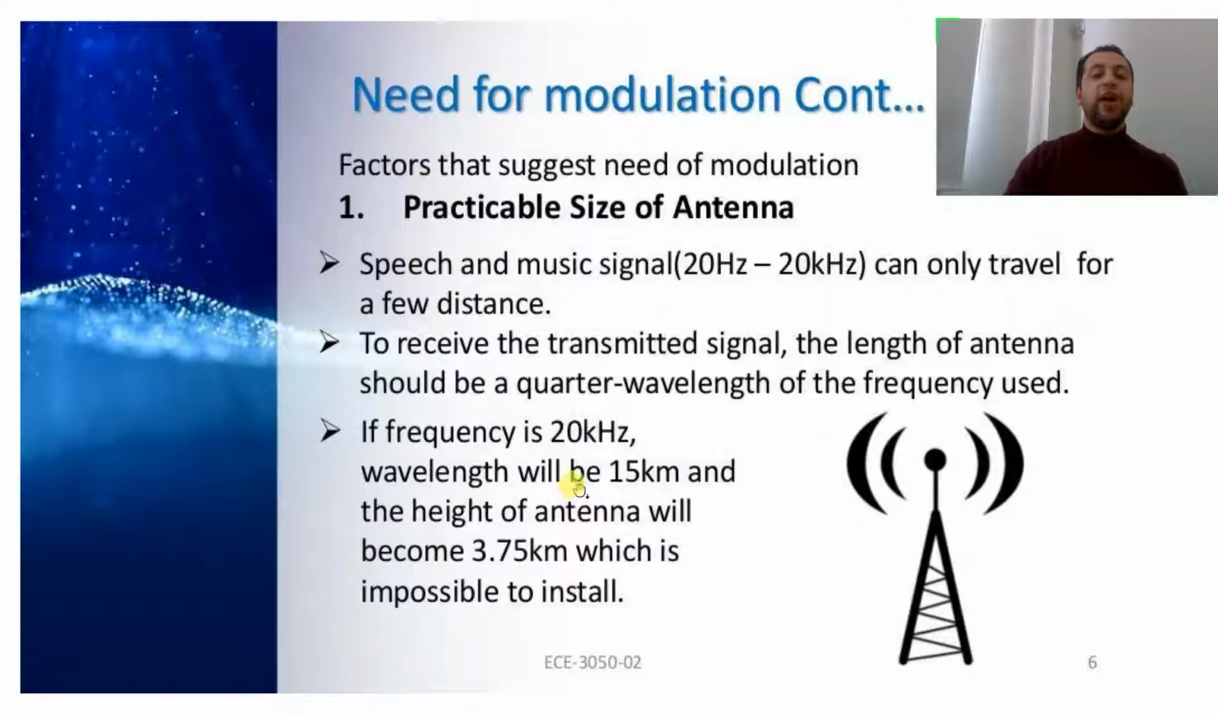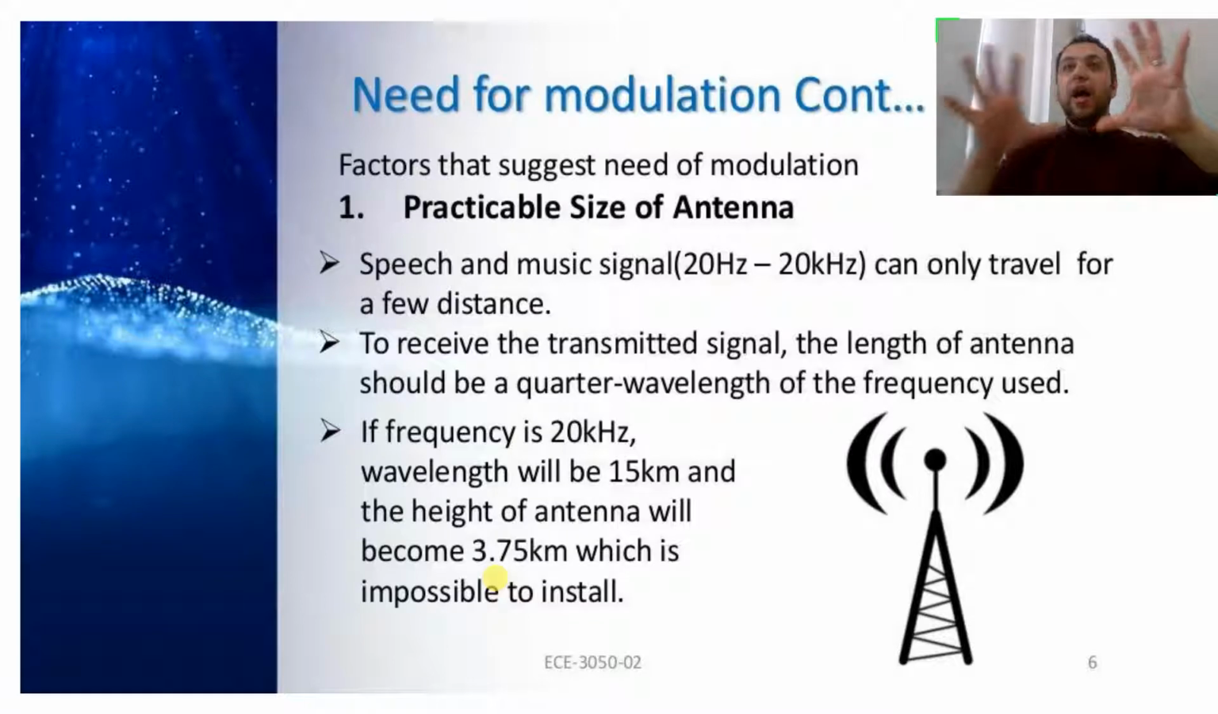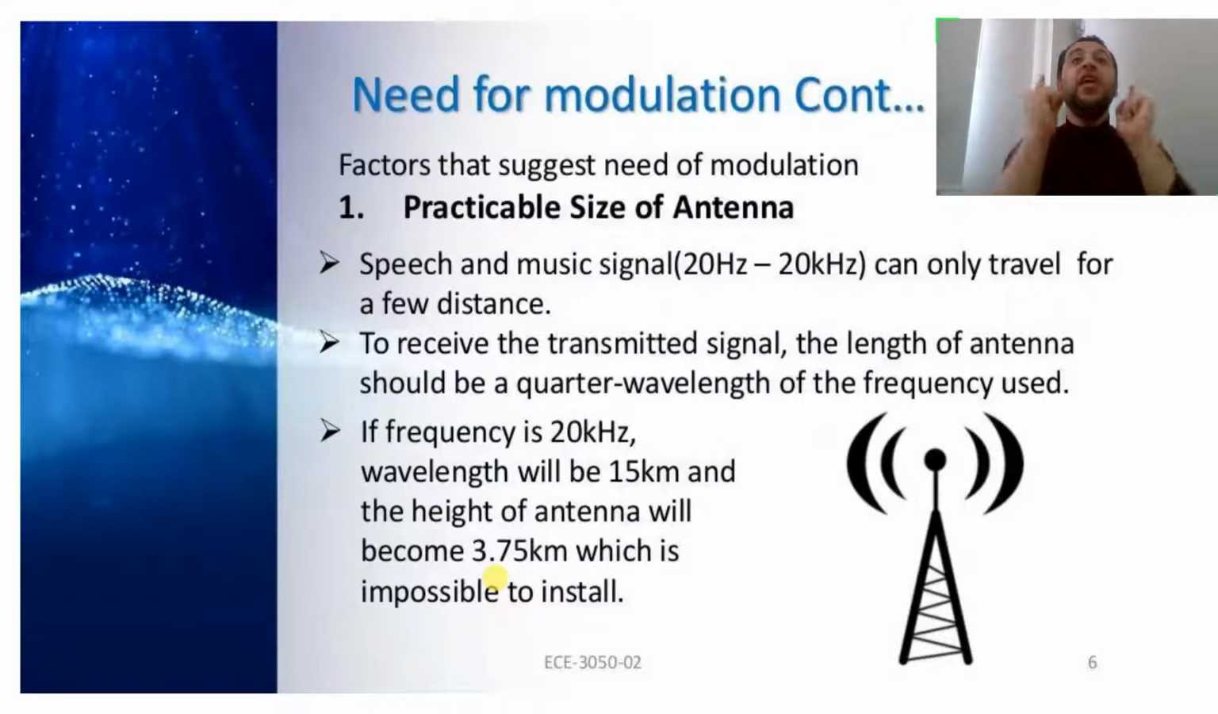Then what's the antenna size? The antenna size is lambda over 4. Lambda over 4, when you divide 15 over 4, you get 3.75 kilometers. If you want to send your voice signal directly and use it for modulation, you need an antenna of length equal to 3.75 kilometers.